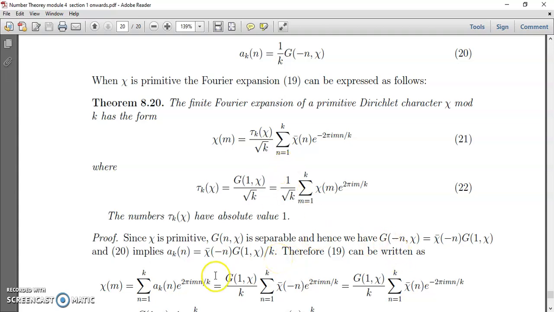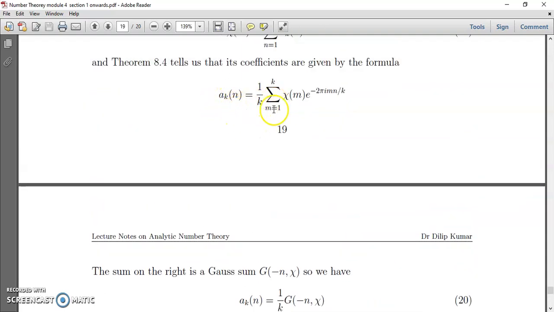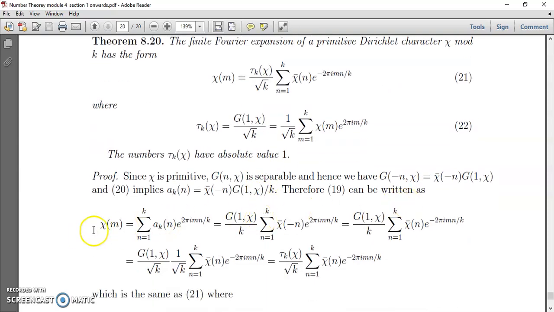Now let us come to what we have to prove. We have to prove this value of a_k of n. So here we will be writing it like this: chi of m. What is chi of m? Chi of m is nothing but sigma n equal to 1 to k a_k of n e raised to 2 pi i m n by k. By our definition of a_k of n, which we have written now, we can replace it. So it will be g of 1, chi by k sigma n equal to 1 to k chi bar of minus n e raised to 2 pi i m n by k.